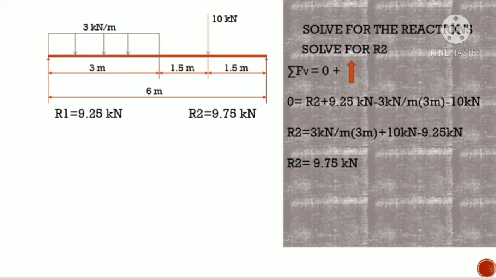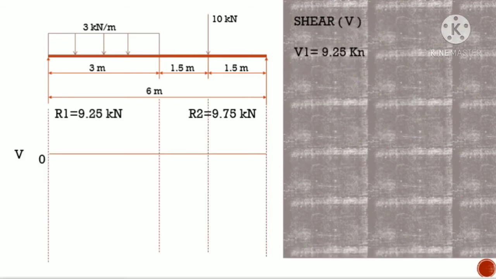So, from here, pwede na nating i-drawing ang ating diagram. Unahin nating i-draw ang shear diagram. Shear represents V. So first we have V1. We are going to start from the left to the right.